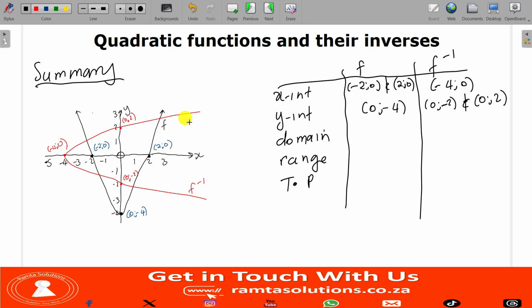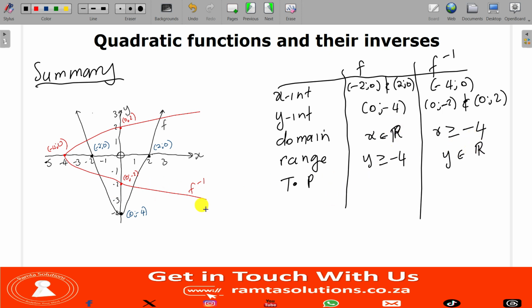What was the domain for the original? X is an element of real numbers. What was the domain for the inverse? X is greater or equal to negative 4. Can you see that? The range for the original, y is greater or equal to negative 4. The range for the inverse, y allows all y values.